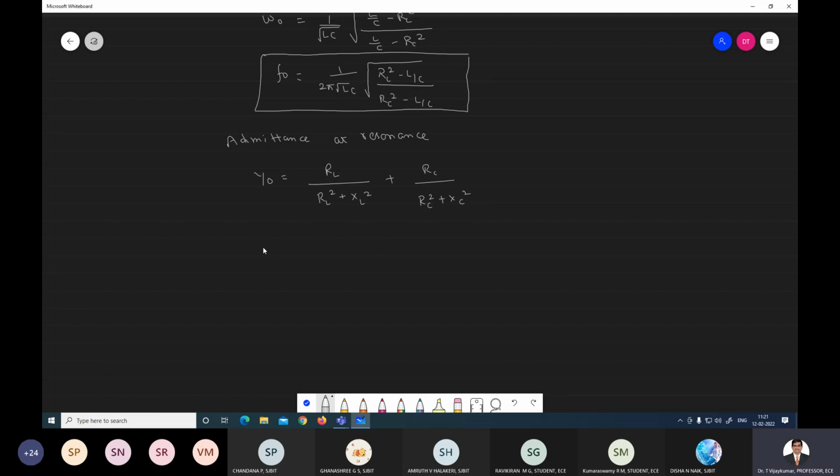And current at resonance will be, that is, I is given by I is equal to Y naught into V. So that is equal to V into RL divided by RL square plus XL square plus RC divided by RC square plus XC square. So based on this, we solve one problem.